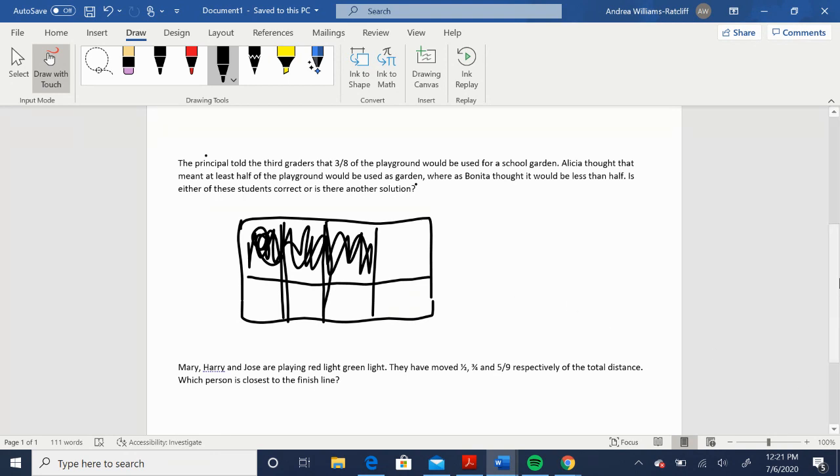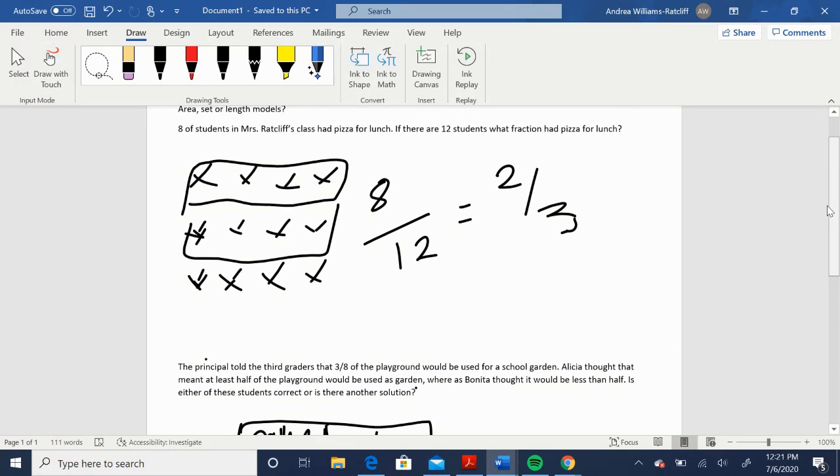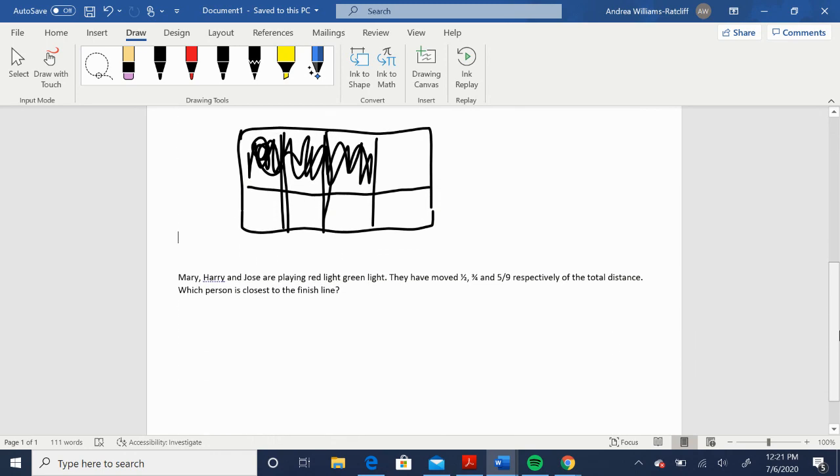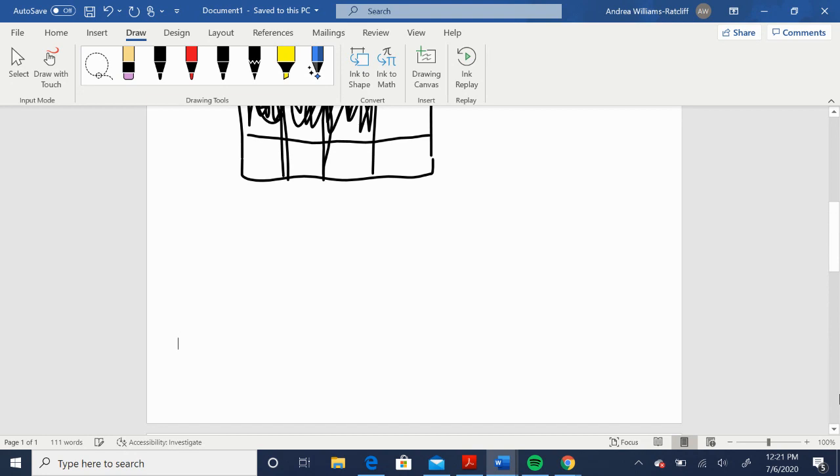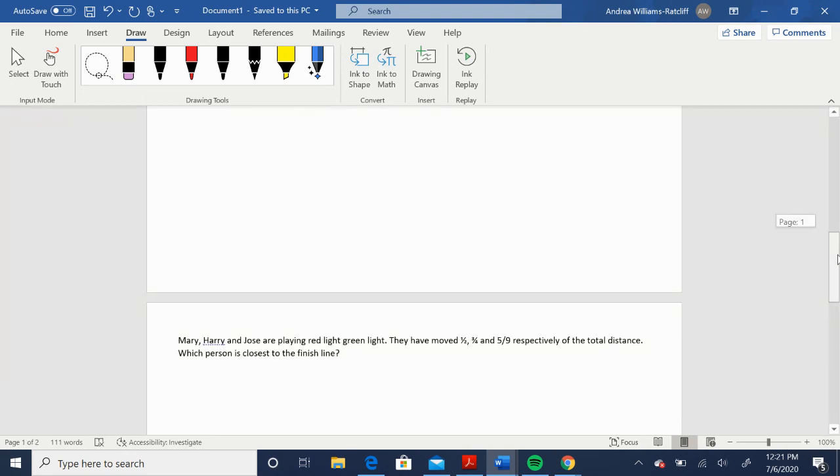Right. So let's keep on moving here. This again was an area model. We used a set model here, an area model here, so we probably know what's coming for this last question. And I'm going to go ahead and take it onto a clean page so I have some room to draw.